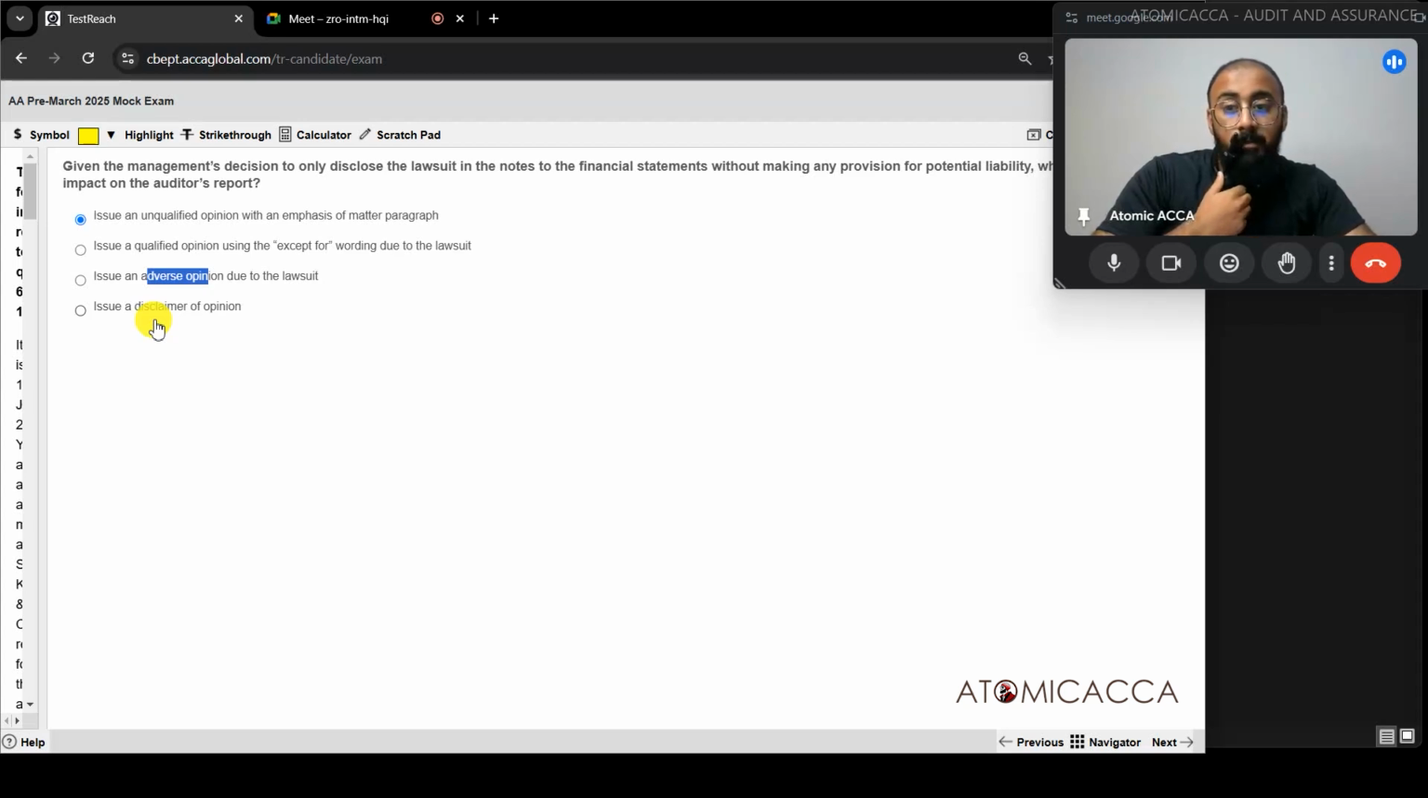Disclaimer of opinion is when there is a material and pervasive issue about things that you can't find evidence for, and that is too large. But here that also has no problem because you got a direct confirmation from the legal advisor. So B, C, D are wrong, so option A becomes the answer. Issue an unqualified opinion because no problem is there in the financial statement, with an emphasis of matter paragraph in order to highlight the thing that is already disclosed within the disclosure note. So that will be the answer over here. Next one.